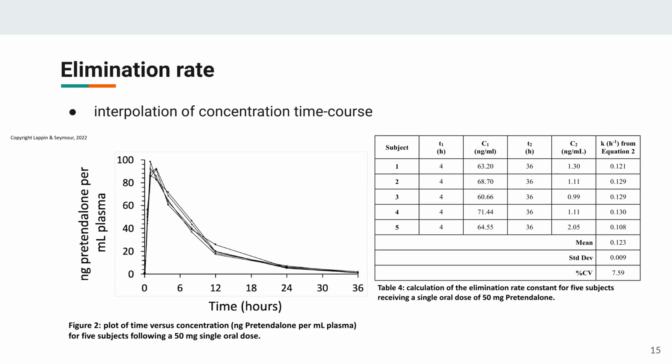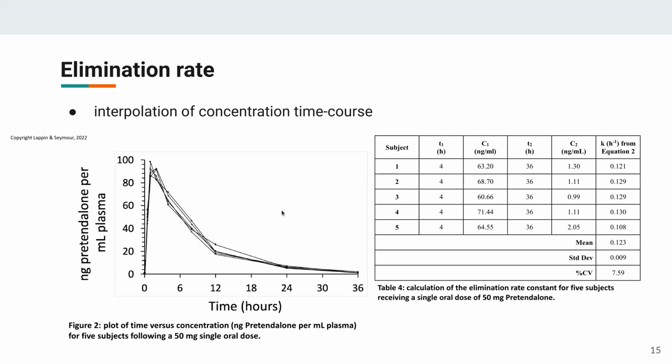Sorry for interrupting. What does K measure? It's basically how fast the concentration is disappearing from the plasma. That's this rate of disappearance. Okay, thank you. And it makes a lot of sense. If you remember, this is a bit of the inverse of the half-life. If you do ln2 divided by this rate, it's basically the half-life. So this is reciprocal to the half-life.